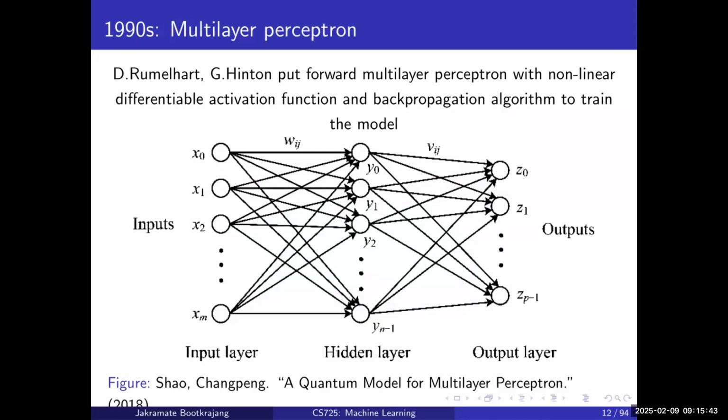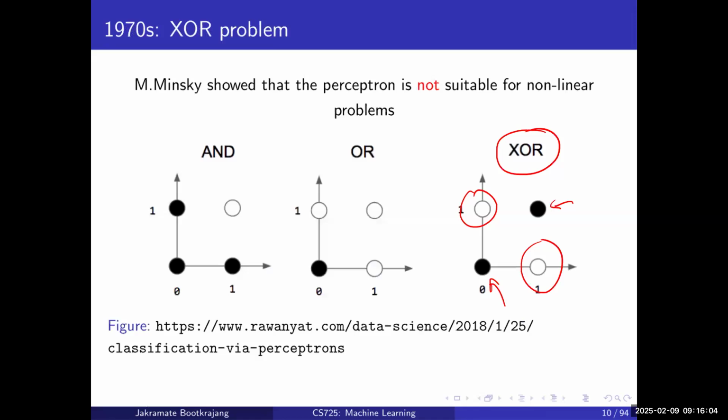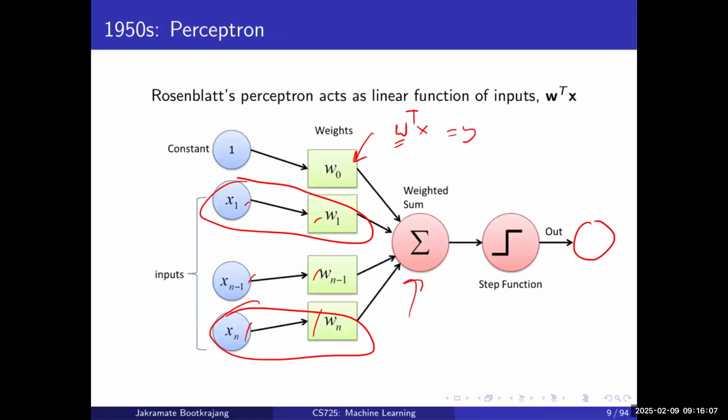And then in the 1990s, we have Rumelhart and Hinton. These two designed a new idea, and the new idea is basically a multi-layer perceptron. So what is a multi-layer? Basically in the perceptron, you have one node, one neuron, and you get all the input, and then you get the output, right? So that is a very simple perceptron.